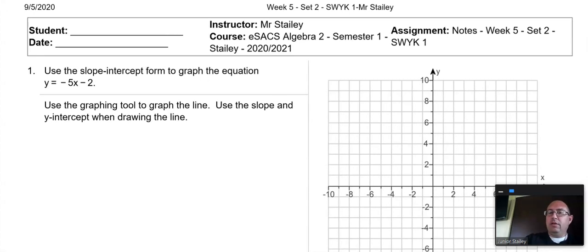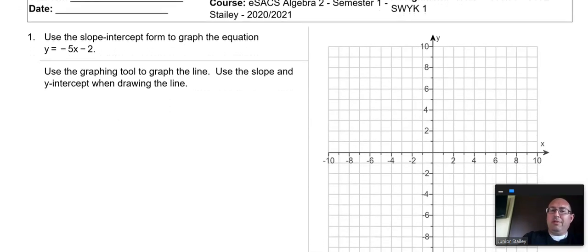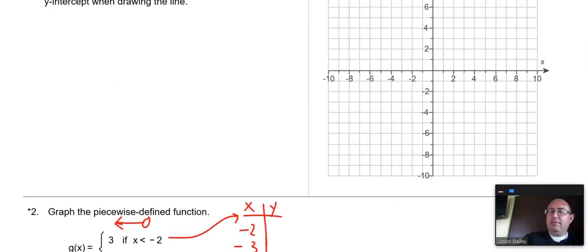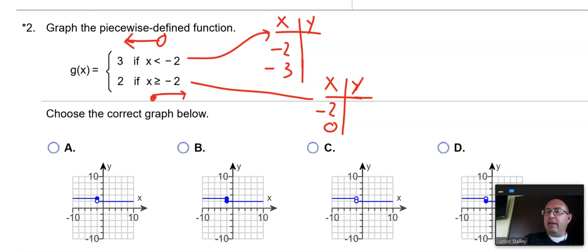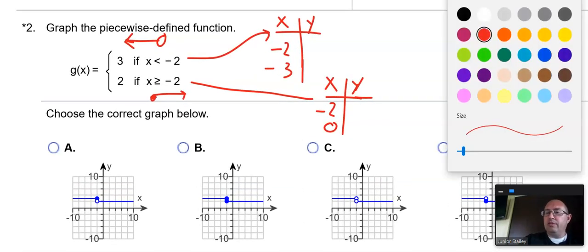Okay, we are on week 5, set 2, SWYK 1. All right, but I had to throw in this first problem. We're not practicing it again because you know how to draw lines. Let's jump into question 2. These I think you'll find easier than the last ones. So I kind of did the hard ones first.